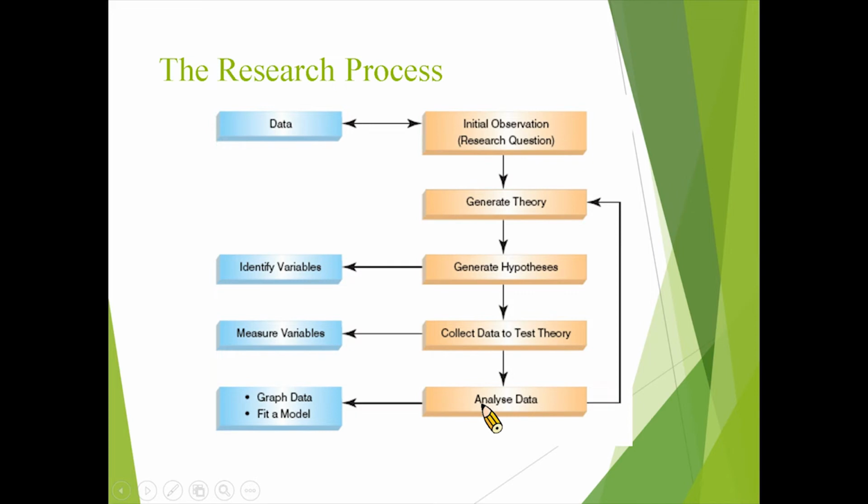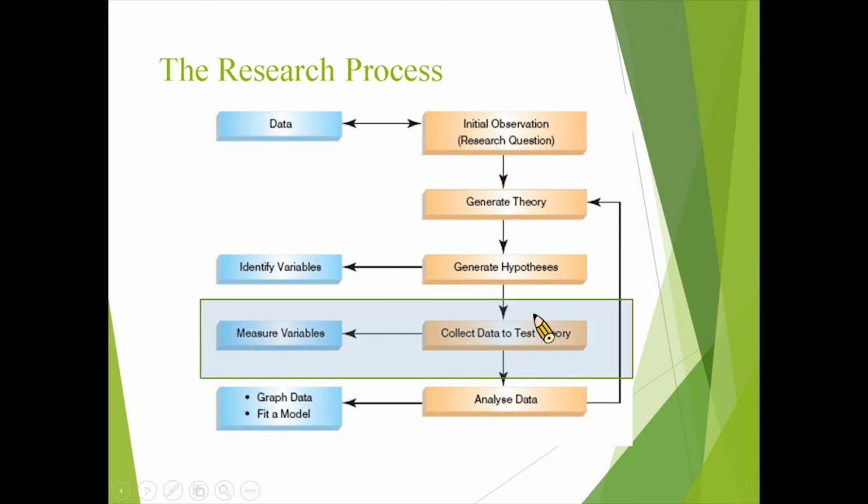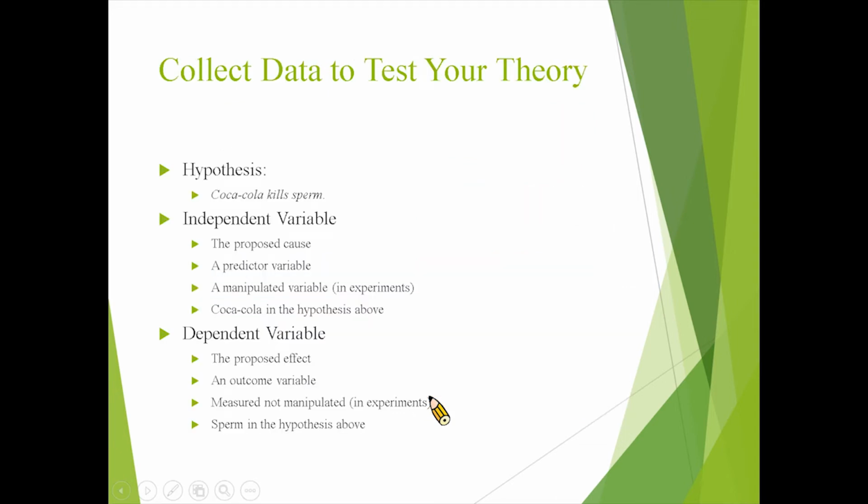And the research process. Okay. Collect the data and test the theory. Okay. Like the hypothesis about Coca-Cola and sperm, in the variables: the proposed cause is the predictor variable, the independent variable, which is Coca-Cola in the hypothesis above. The independent variable will influence the dependent variable. The proposed effect is the outcome variable, measured, which is sperm in the hypothesis above.